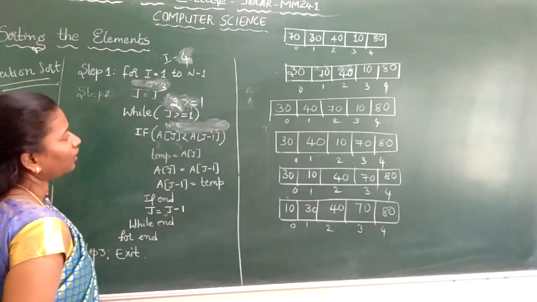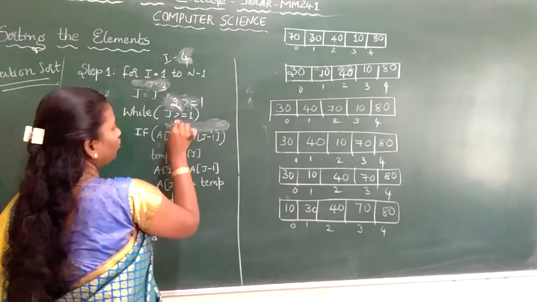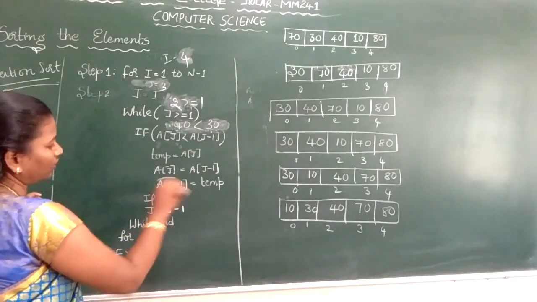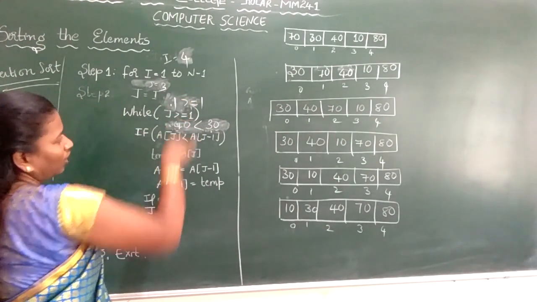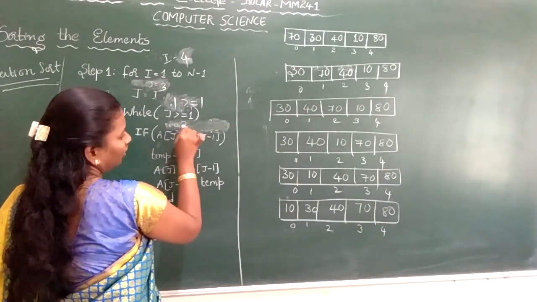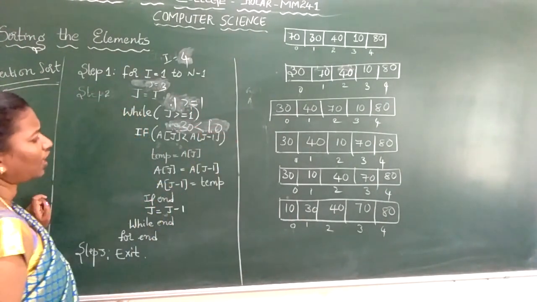2 is greater than or equal to 1. Yes, the condition satisfies. What is there in A of 2? 40. Is 40 less than 30? No, the condition fails. Now my J will become 2 minus 1, that is 1. 1 is greater than or equal to 1. Condition satisfies. What is there in A of 1? 30. Is 30 less than 10? No, the condition fails.